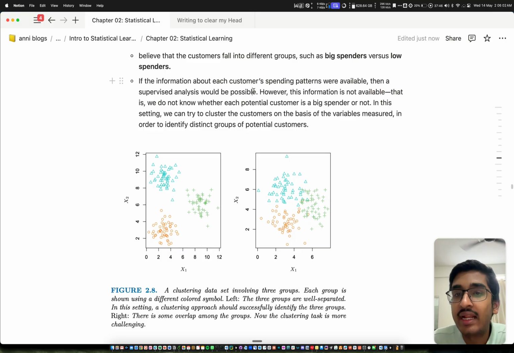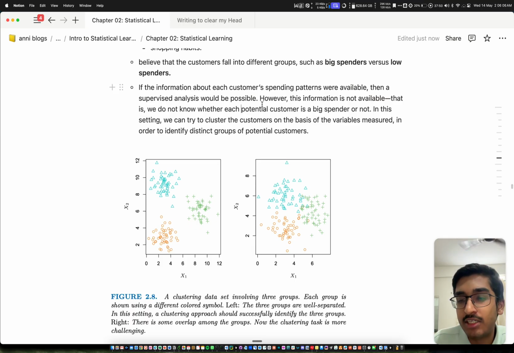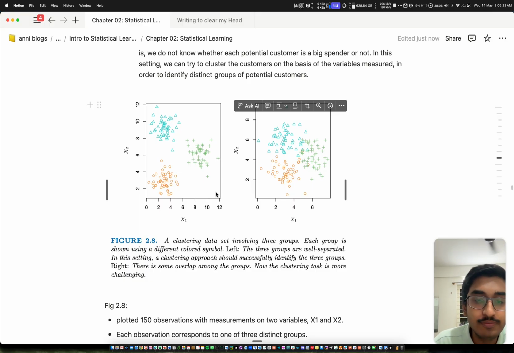If information about each customer's spending habit is available, then a supervised analysis would be possible, right? Where I have a feature vector about you as a consumer, and I have a yi, which is basically that you are a big spender, you're a low spender, you're miserly, you have a lot of money but you don't spend any of it, stuff like that. I have labels, so when a new customer comes with new demographic information, I can easily classify which label this person is. So yeah, this is an example.